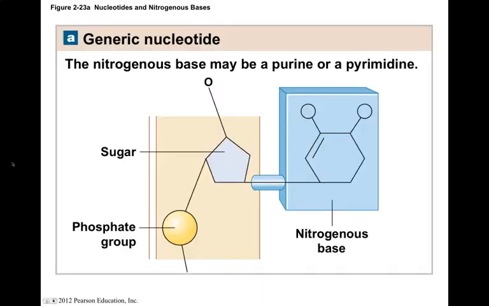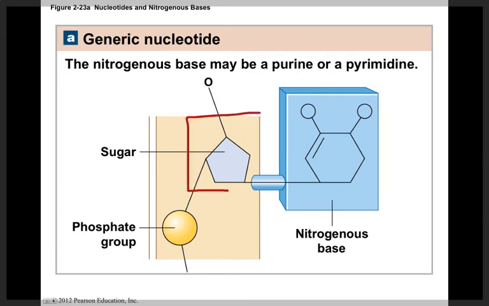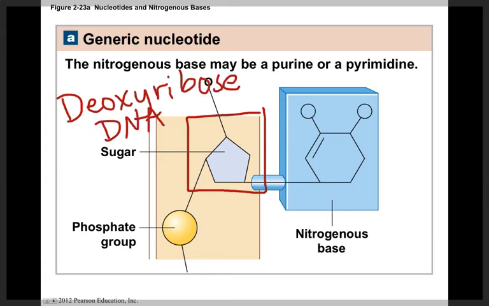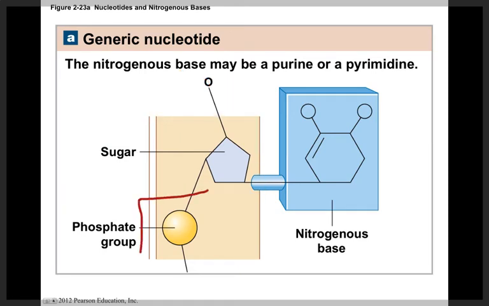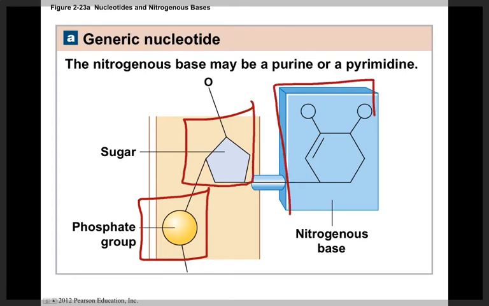We said that nucleic acids are made of strands of nucleotides linked together. Here is a generic nucleotide that we'll take a look at to see what structures are in it. Each nucleotide has a sugar group, and the sugar group would be either deoxyribose, if it were a DNA nucleic acid, or a ribose, if it were an RNA nucleic acid. There's also a phosphate group that's attached to the sugar group, and then attached to the sugar group is a nitrogenous base.